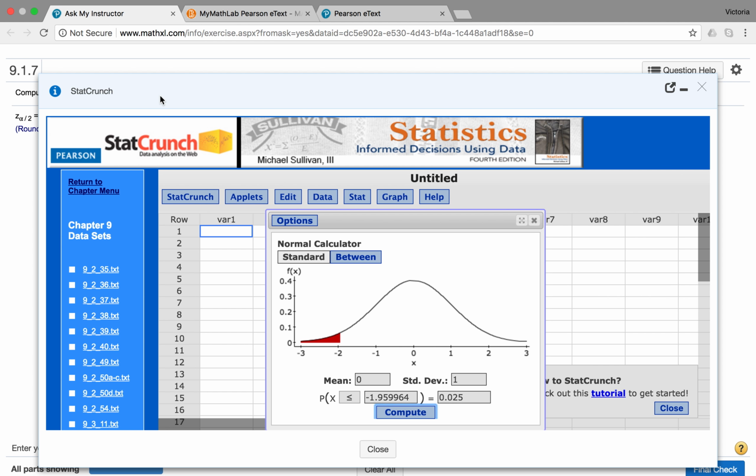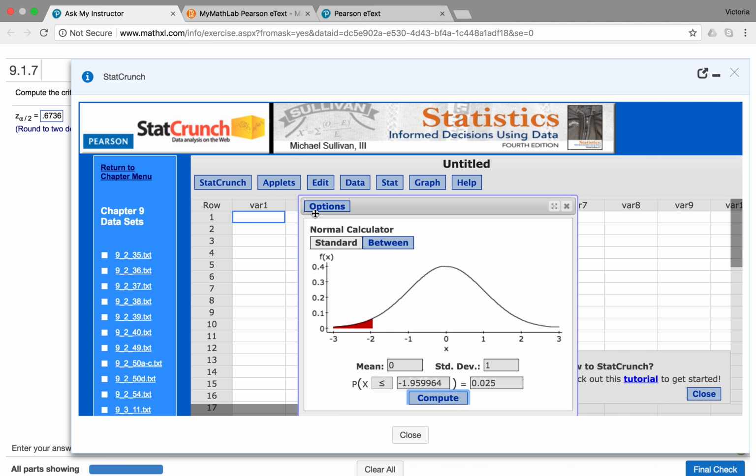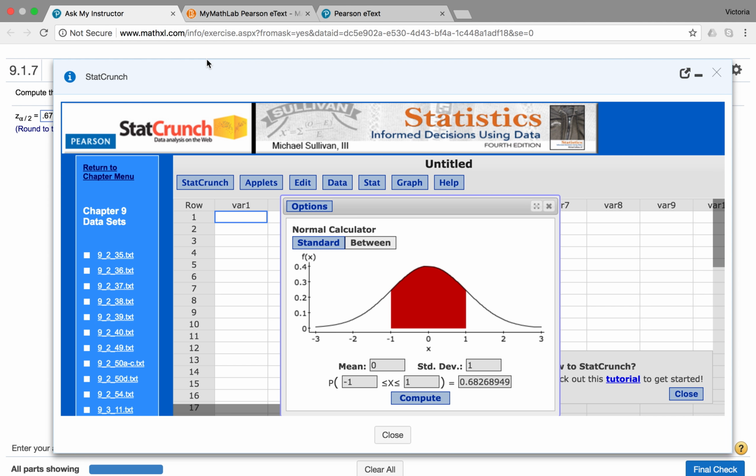So looking back at your problem, you needed the z-score that corresponds to 91% level of confidence. Okay, you can also do this a different way. You can click between. So you want the area between these two scores to be 91%. So just to show you how I would do this with 95 from before, if I use the between instead, I could say I want the area between to be 0.95 and see how it gives me the negative 1.96 and 1.96, right? Without having to do the whole divide by 2.